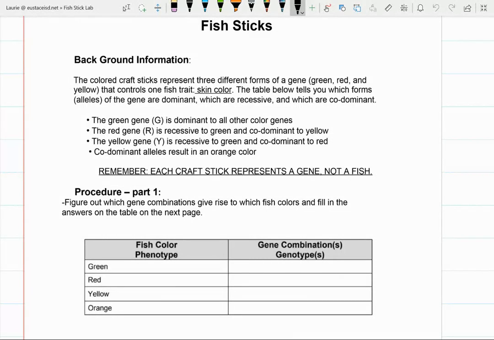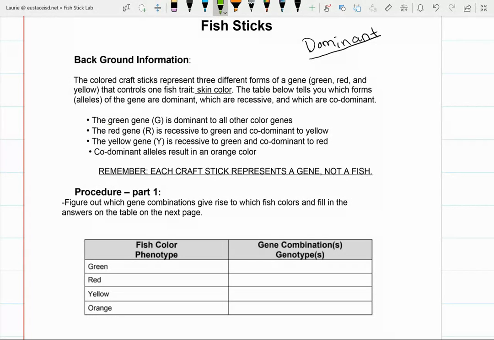So remember that from the video, dominant means that it takes over. So it's going to show up no matter what. Recessive means that it's hidden by the dominant gene. Okay, so let's take a look at this. It tells us lots of information here.